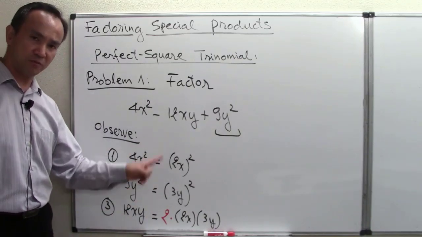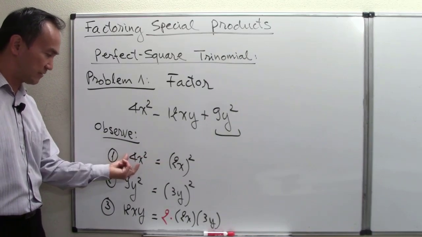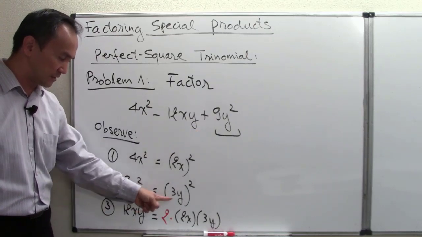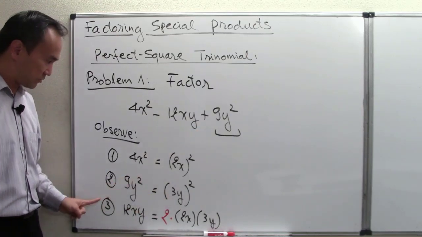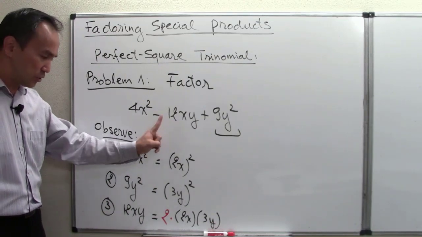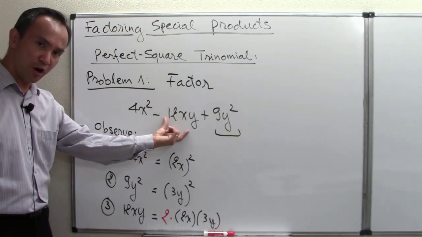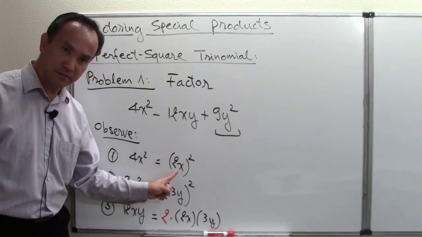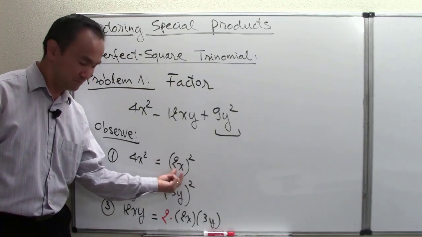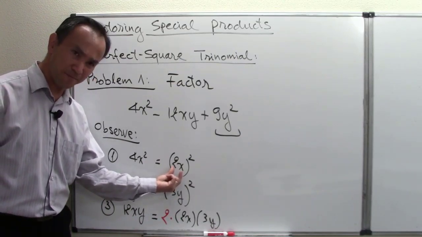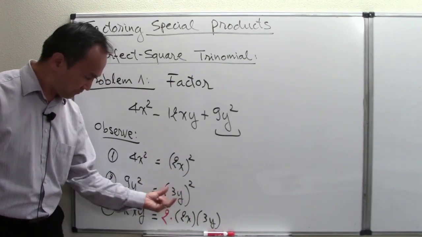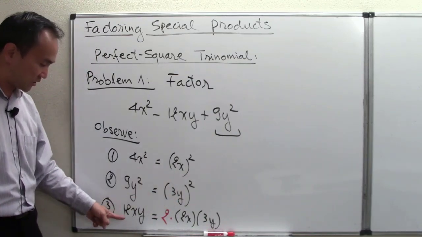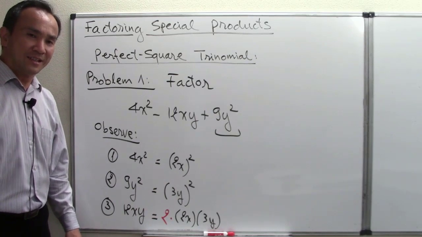So everything here is just what we observe and we realize. I observed the first term and I realized that the first term is a perfect square. I observed the last term and I realized that the last term is also a perfect square. And I observed now the middle term, and what I realized is the middle term here from our quadratic falls exactly into the formula 2 times 2x, the first term before the square, times 3y, the last term before the square. That's what 12xy is.